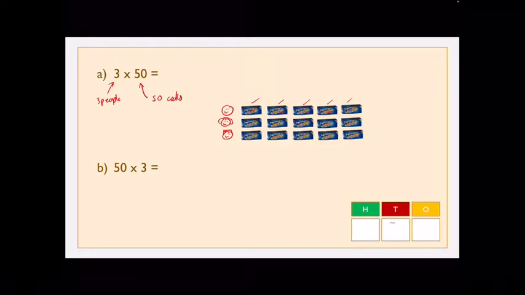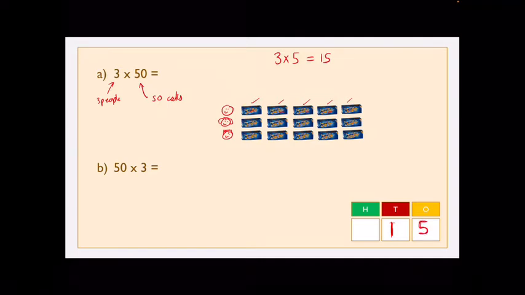Now I've got 3 lots of these. Well, I can do this just like the 3 times 5 times table. 3 times 5 is 15. But this is 10 times bigger. Every box isn't 1, it's 10. I need to make 15 10 times bigger. Now I can write 15.